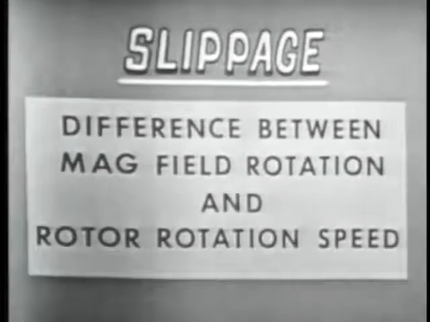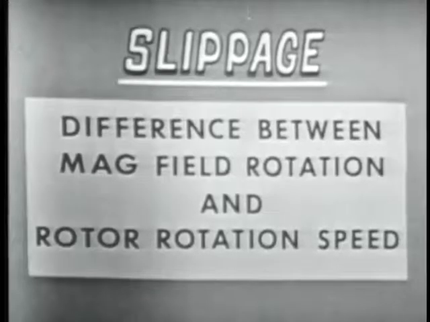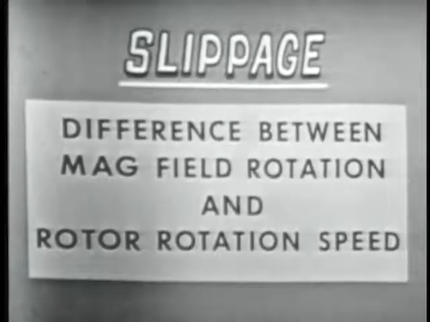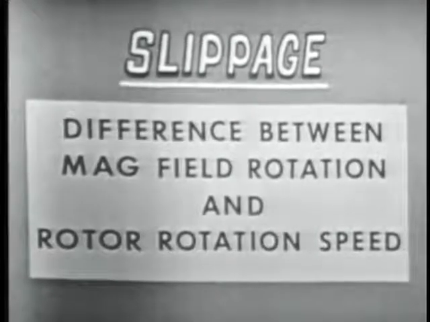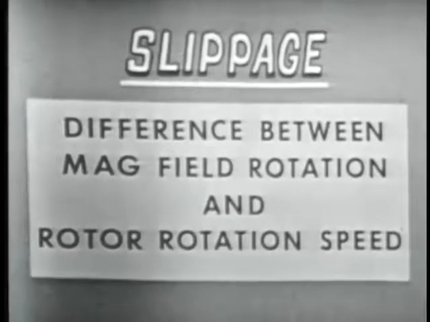Right. Now, the difference between magnetic field rotation speed and rotor rotation speed is called slippage. And the greater the load on the motor, the greater the slippage. That's right. Now, since we put a load on the motor, this fan, in other words, we've caused the rotor to turn slower. Well, how do we generate enough energy to keep that rotor turning? That's a very good question, Bob, and I hope you've got a good answer. We do. The rotor becomes an electromagnet, right?